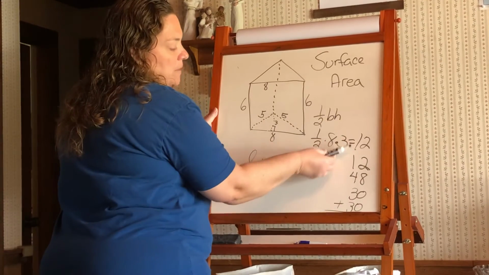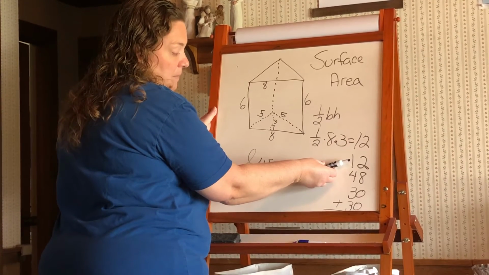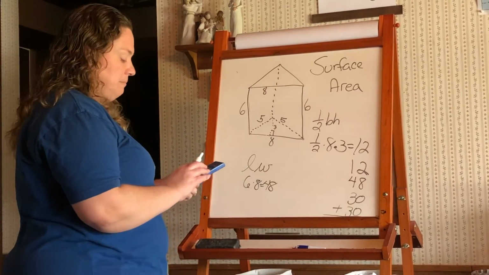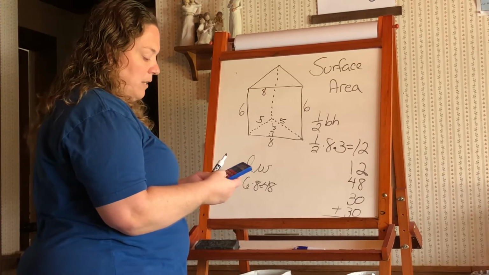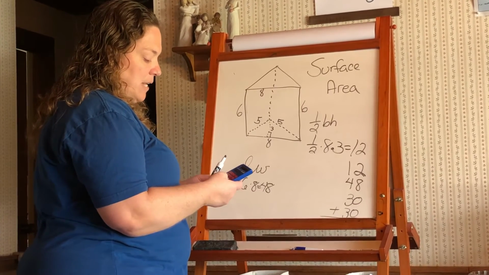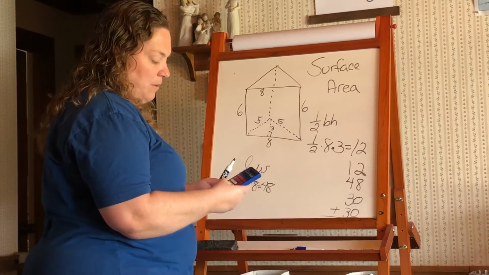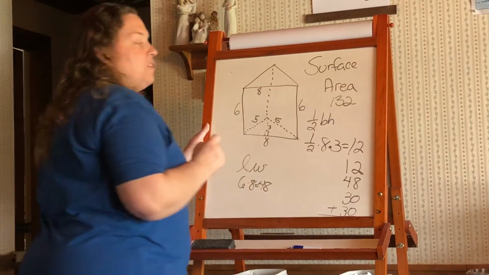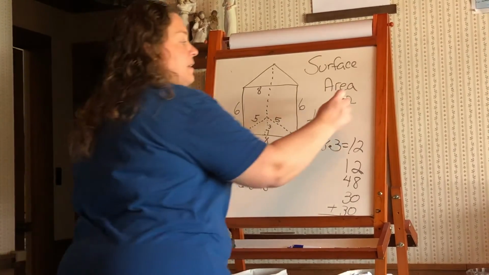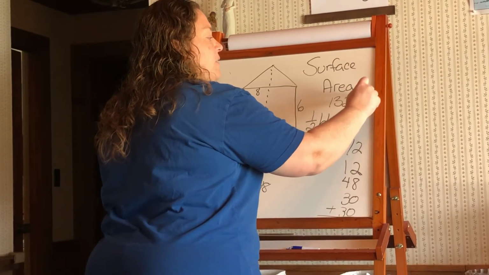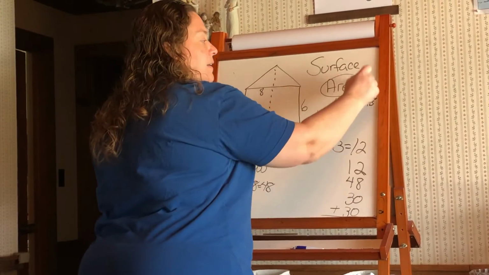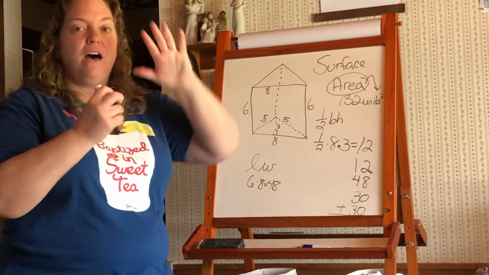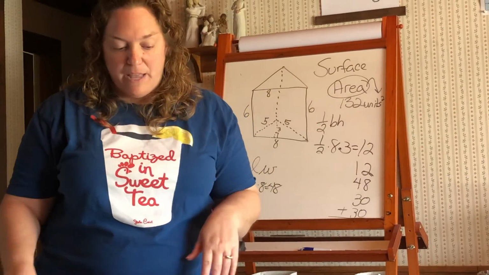We get 12 plus 12 is 24, plus 48. I'm not going to even try to do this in my head, even though I should. I have 24 plus 48 plus 60. I did 30 plus 30. 132. We don't know the units, so we do units squared. Whenever we talk about area, we do squared. So surface area, you just figure out the area of each face, then add them all together.